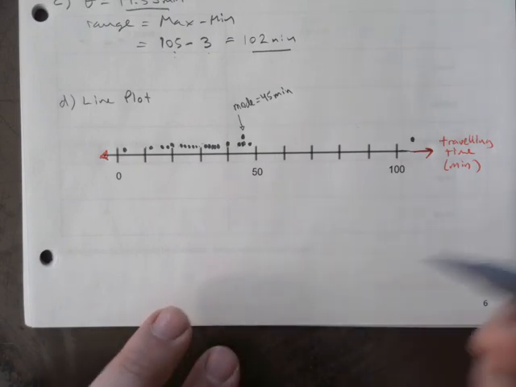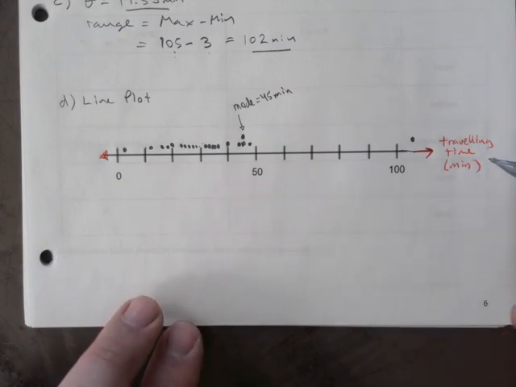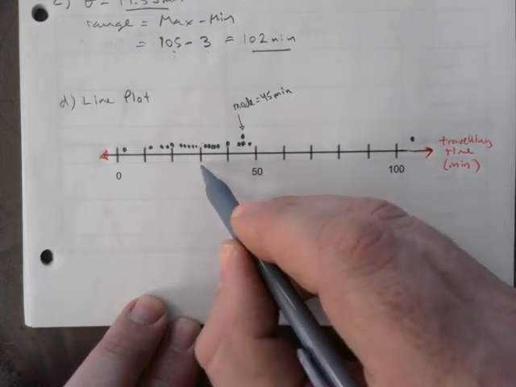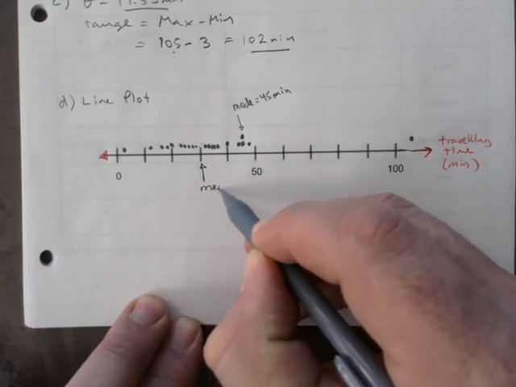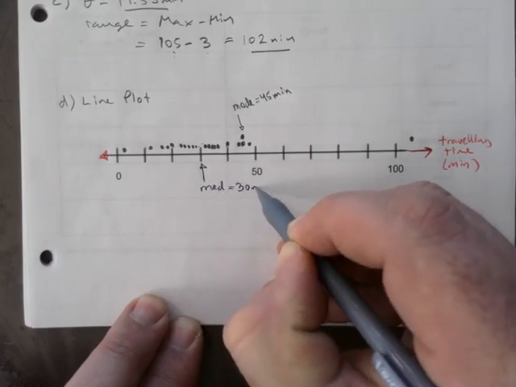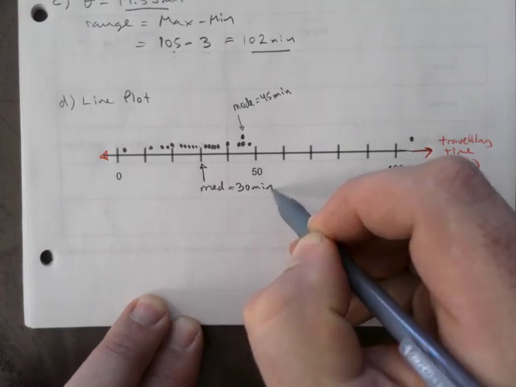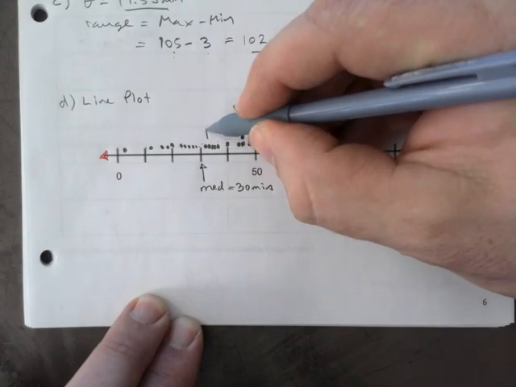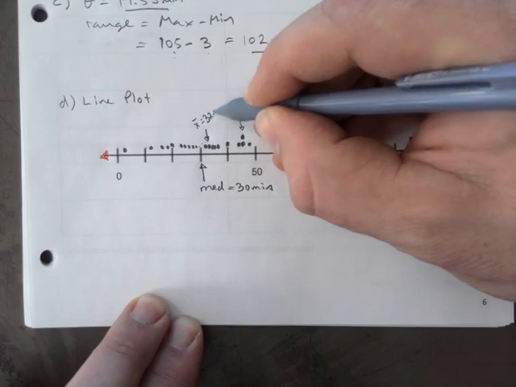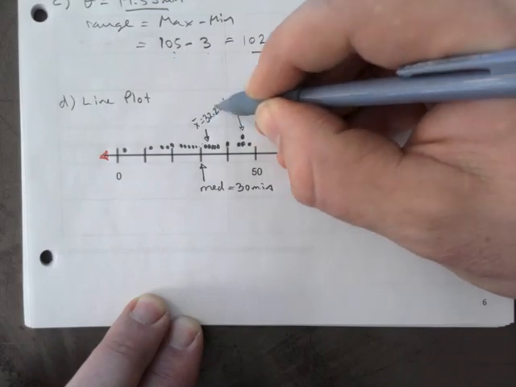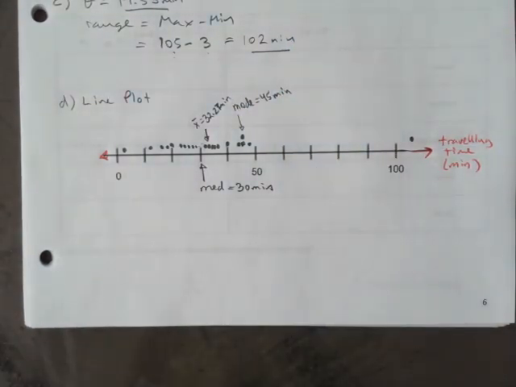And you label your mean, median, mode. So your median is 30. So this is right here, this is your median. And your standard deviation is 32.27, so it would be right about there. Okay, your mean is 32.27 minutes. Not miles, minutes. Okay.